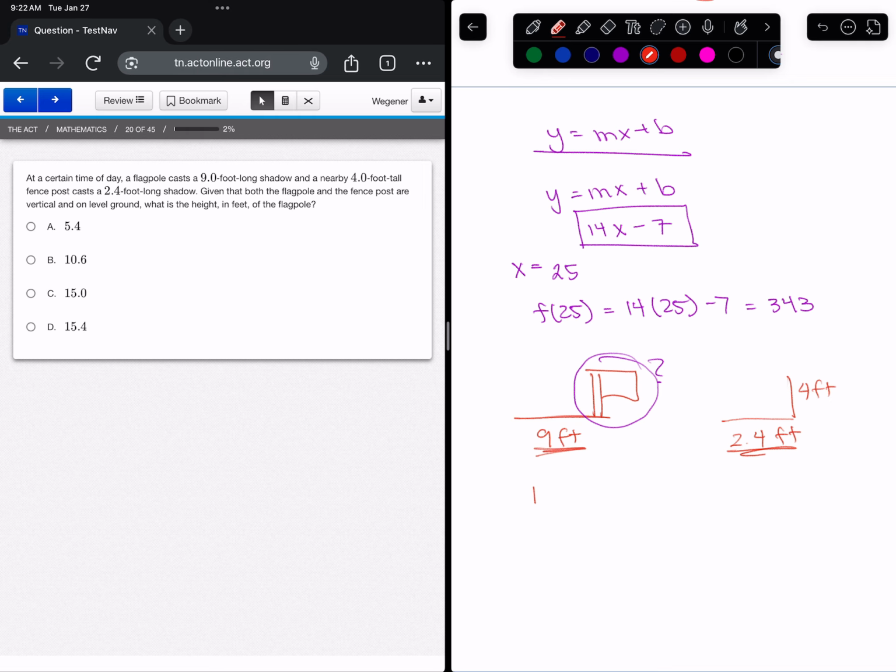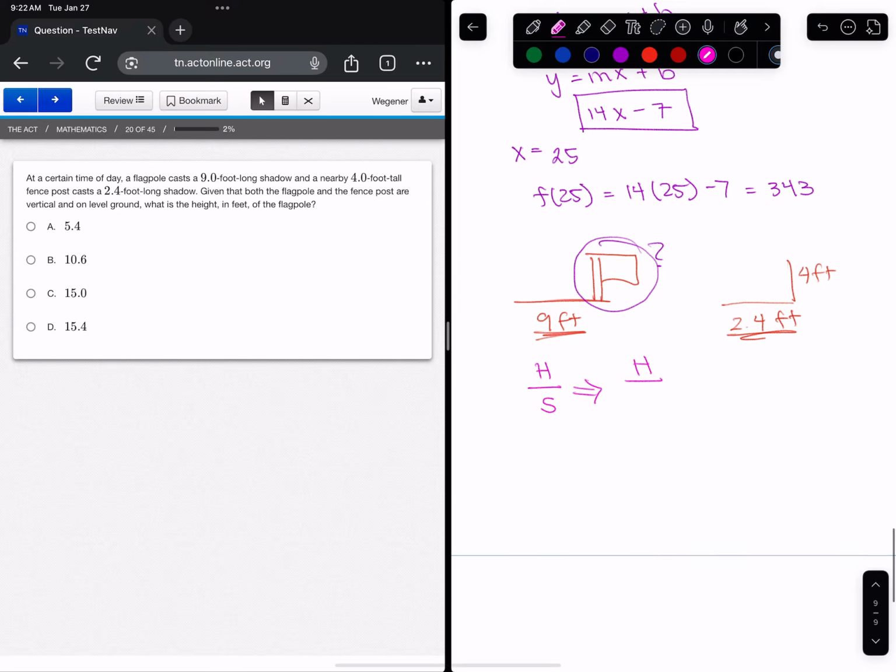How I like to think of it is, what's your height over the shadow? Well, for the flagpole, do we know the height of the flagpole? No, we're just gonna make it h. Okay, it's our placeholder, and then the shadow is 9.